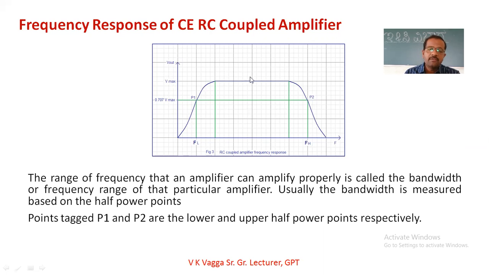Okay, so for it to act as an amplifier, you should apply the input frequency within this bandwidth only. It should be above the FL and below the FH. This is the frequency response of the common emitter RC coupled amplifier.